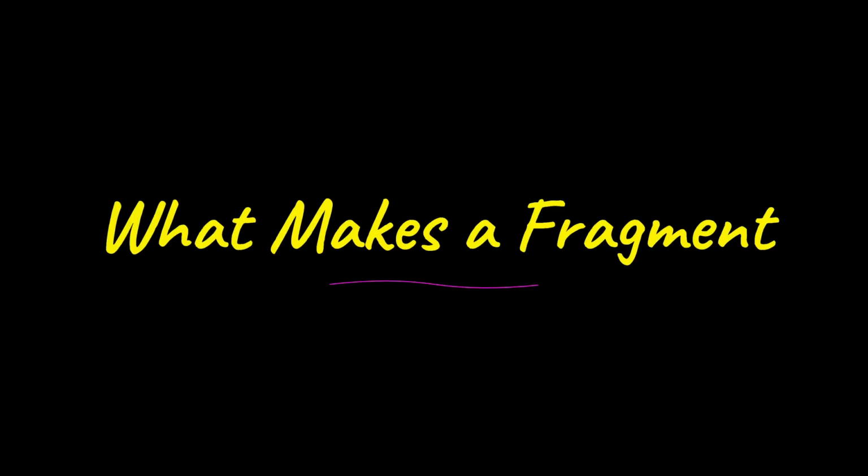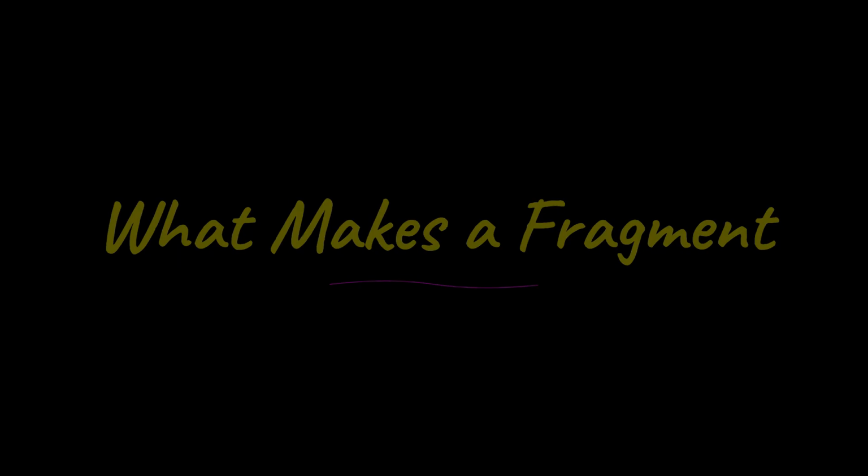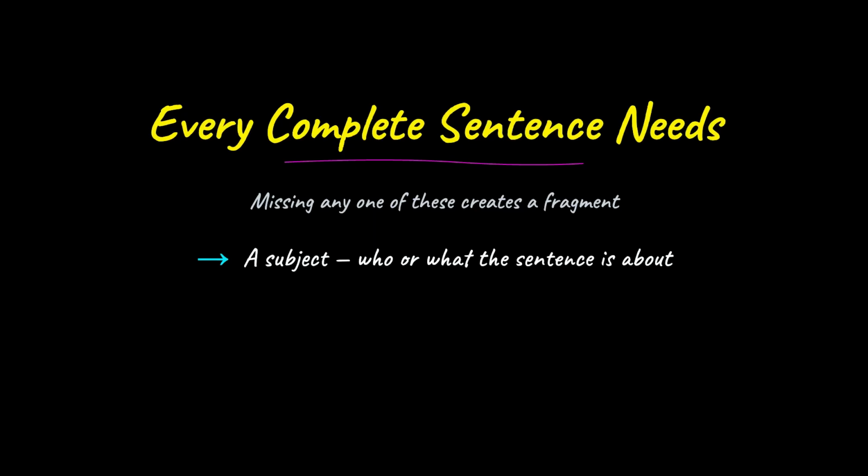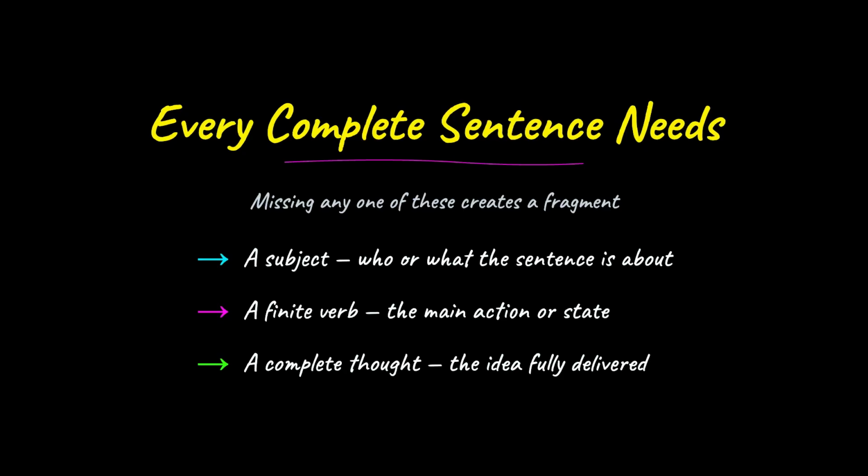A sentence fragment looks like a sentence but is missing at least one of the three things every complete sentence requires. Understanding what those three requirements are and how fragments sneak past us is the key to catching them reliably. Every complete sentence must have a subject, a finite verb, and a complete thought. Fragments can be surprisingly long, packed with descriptive detail, and still fail on any one of these three counts. Length is never the same as completeness.